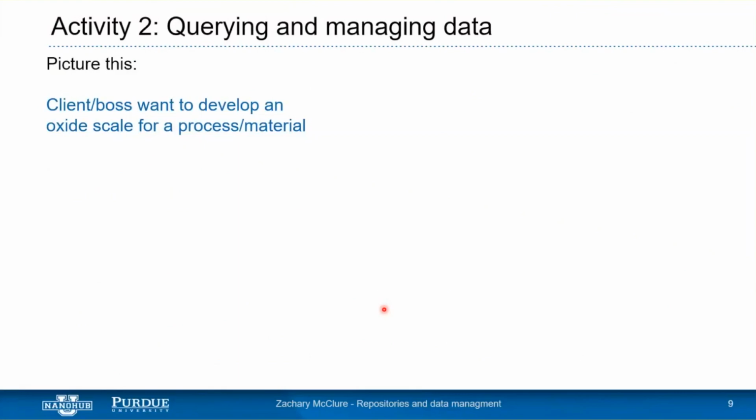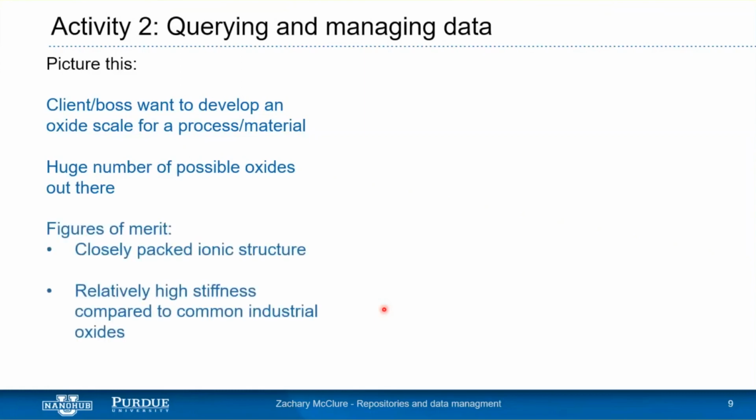And we have an intuitive sense that oxygen is all around us. It bonds to surfaces and substrates very, very readily. And so we know there are a huge number of potential oxides out there that we could use for this application. So maybe there are some figures of merit that we want to use to narrow our search down. Maybe the reason that we want to stabilize this oxide scale is because we want to have a surface that has a close packed ionic structure to prevent further oxygen getting into your material, making it break or become brittle.